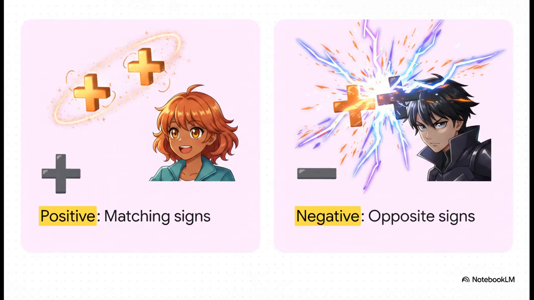So if we distill all of this down to an ultimate, at-a-glance takeaway, it's this. Matching signs equal positive, while opposite signs equal negative. Positive rationals require harmony. The signs have to match. Negative rationals demand a clash. The signs have to be opposites. It really is that straightforward once you know what to look for.